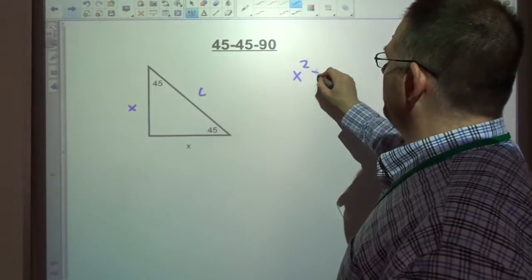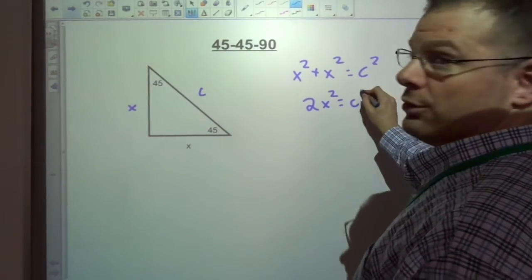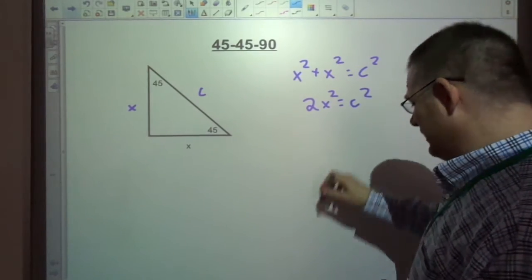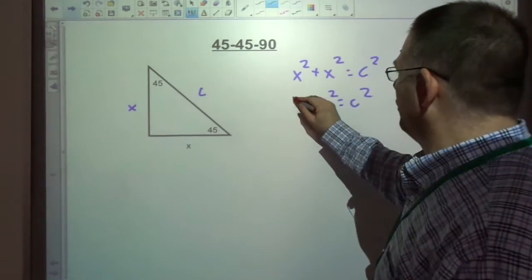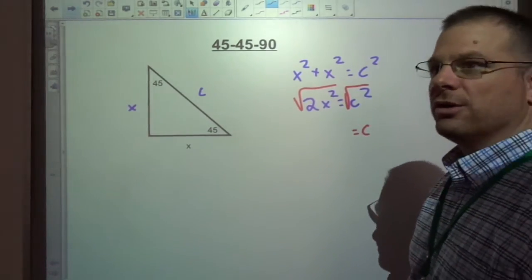That would be x squared plus x squared equals c squared. So this is 2x squared equals c squared. And then to get c by itself, we need to take the square root of both sides. And here, these parts are being multiplied together.